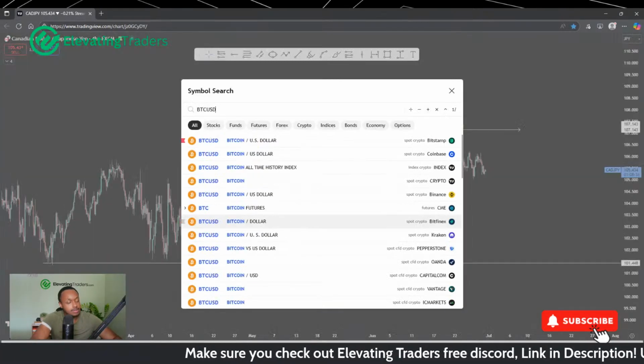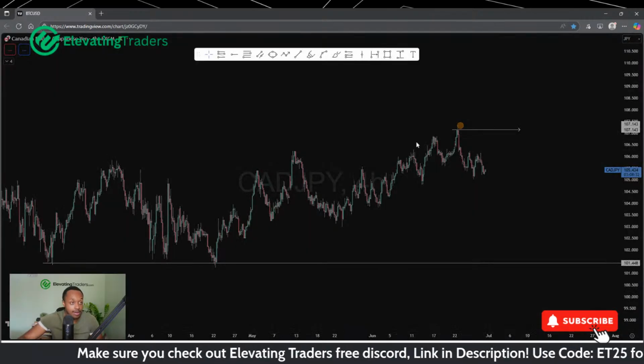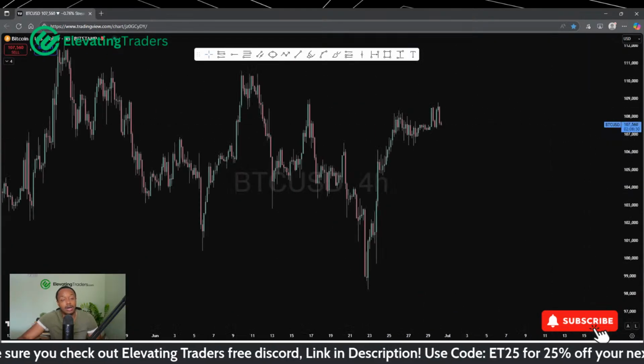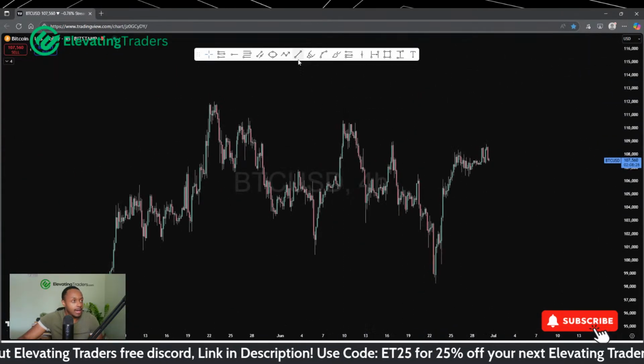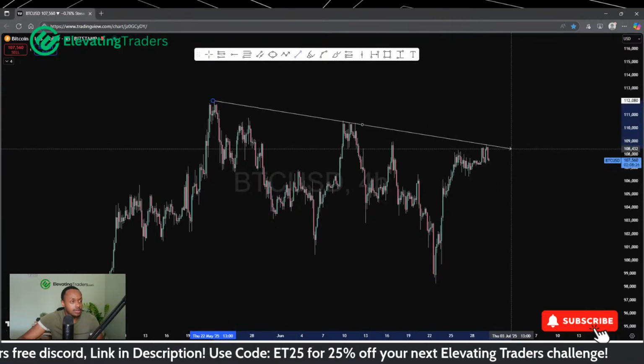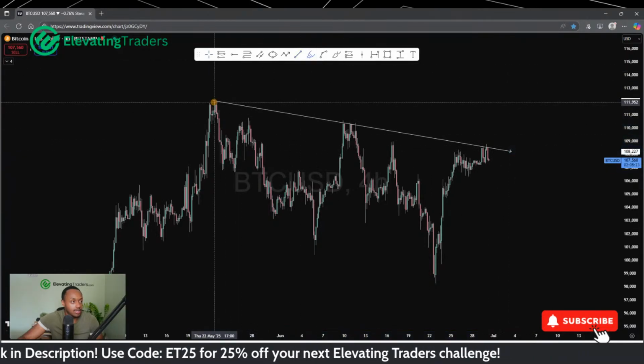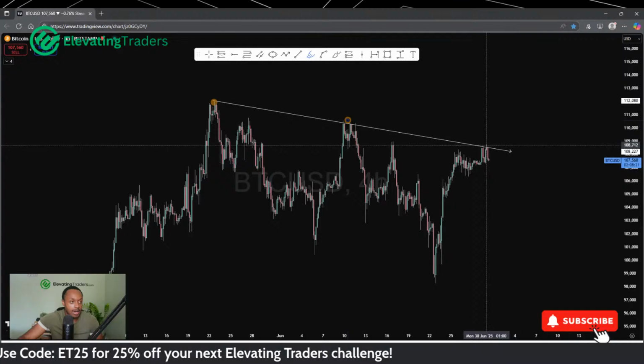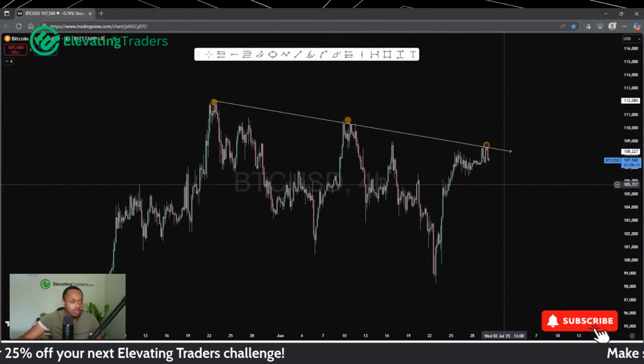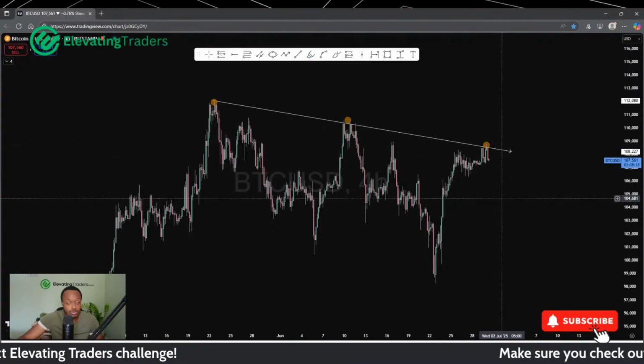As for BTC, this one's looking a little bit bearish at the moment. Yeah, we are having a little bit of trouble at resistance right now. You can see the trend line we've got here, 1, 2, and potentially a third rejection over there. I mean, we are rejecting so far.